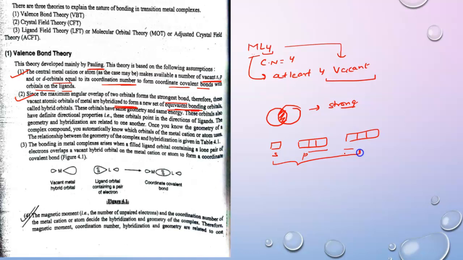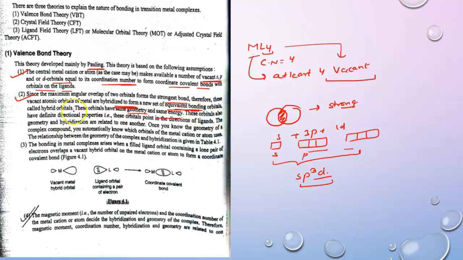For example, if we talk about s, 3p and 1d orbital, it will result in the formation of sp3d hybridized orbitals, and they all will have the same geometry and same energy. That is what they basically mean.